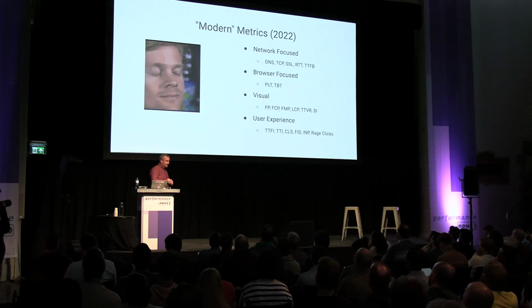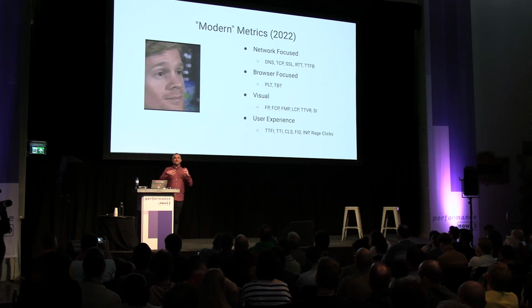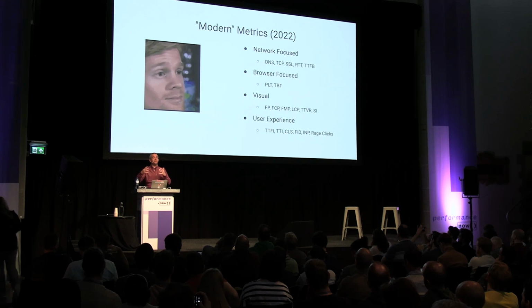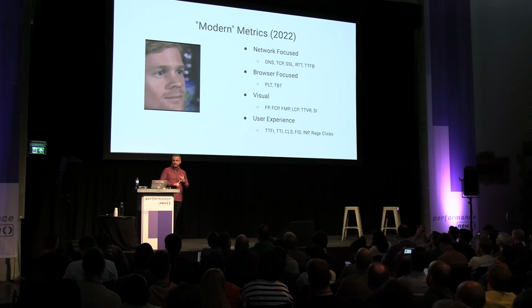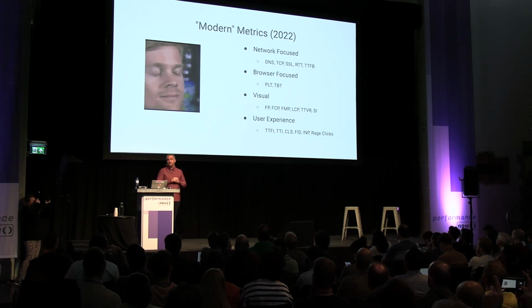If we look at the current landscape of metrics, what we have today, we have networking focused metrics. These are some of the older school ones: your DNS, your TCP, your SSL timings, round trip time, time to first byte, from the point of view of the network. You have browser focused metrics, page load time, total blocking time, kind of measuring what the browser is doing itself. Visual metrics, all the paint timings: first contentful, first meaningful, largest contentful, time to visually ready, speed index. They all measure the visual experience of the user.